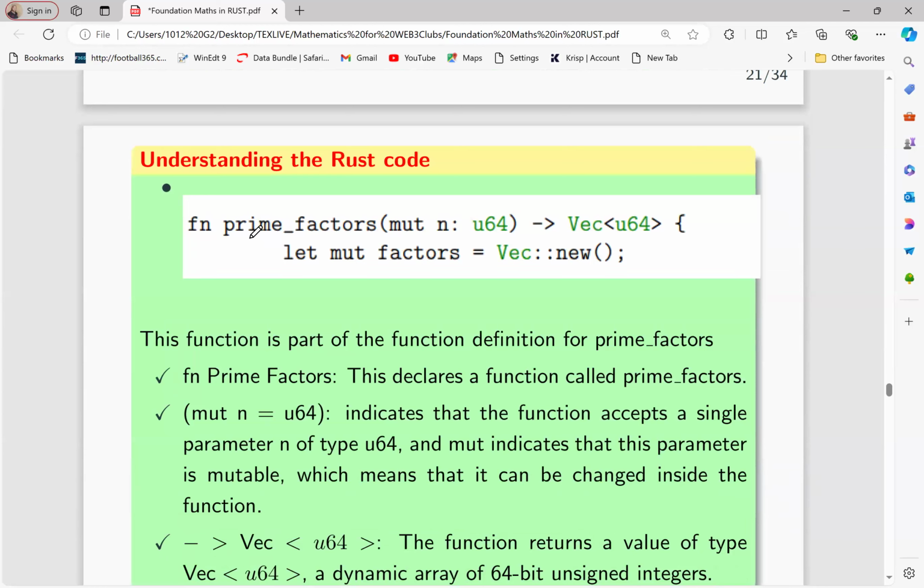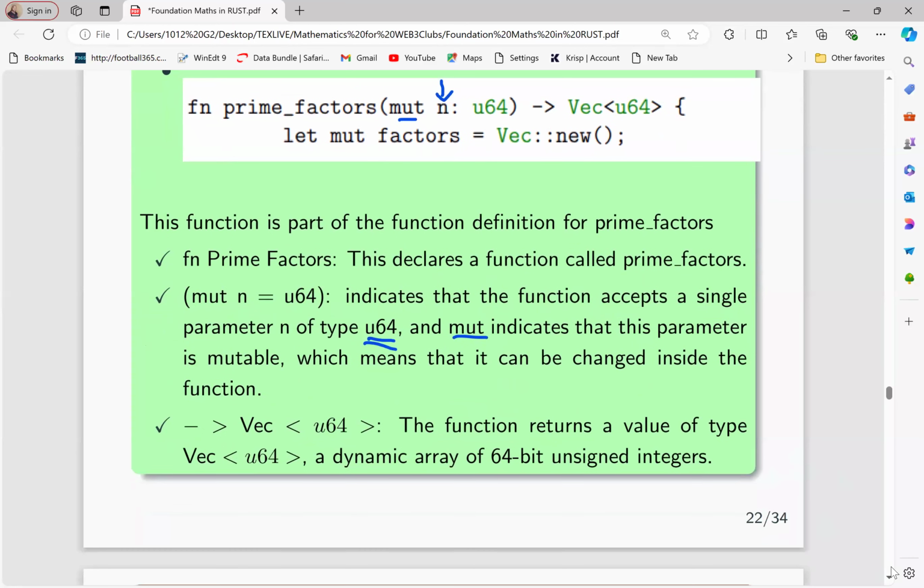Then from there, I'd already explained what mut means. And you see the n here, it means you're only putting one number at a time. So that's what it means. You're putting only one number. So mut n: u64. This indicates that the parameter you're putting, the n, is of this type, 64-bit. And mut indicates that this parameter is mutable. And mutable means that it will be changing with time.